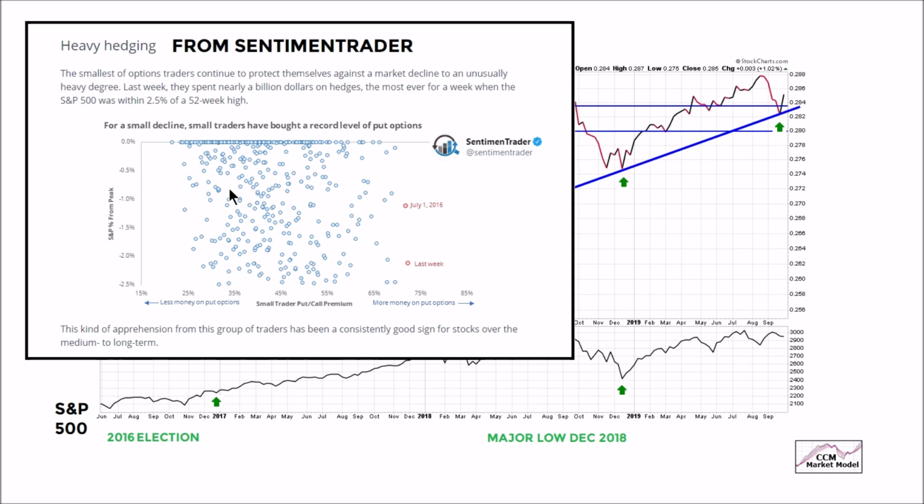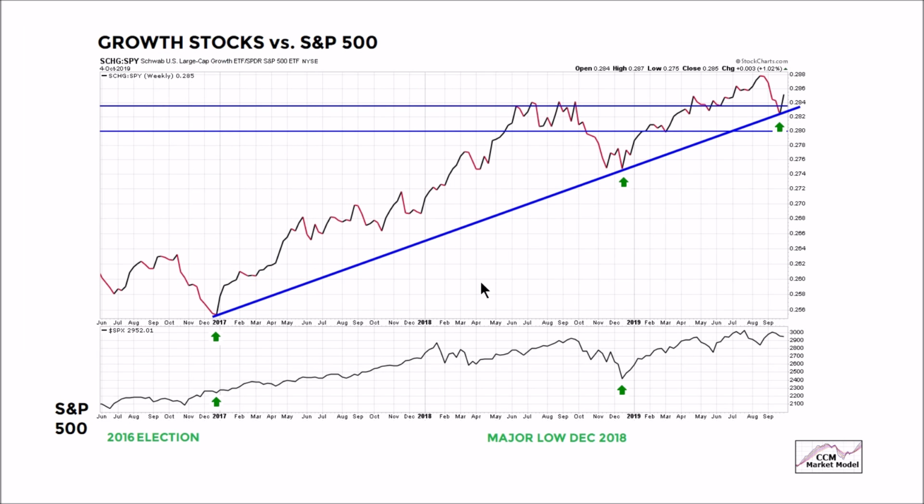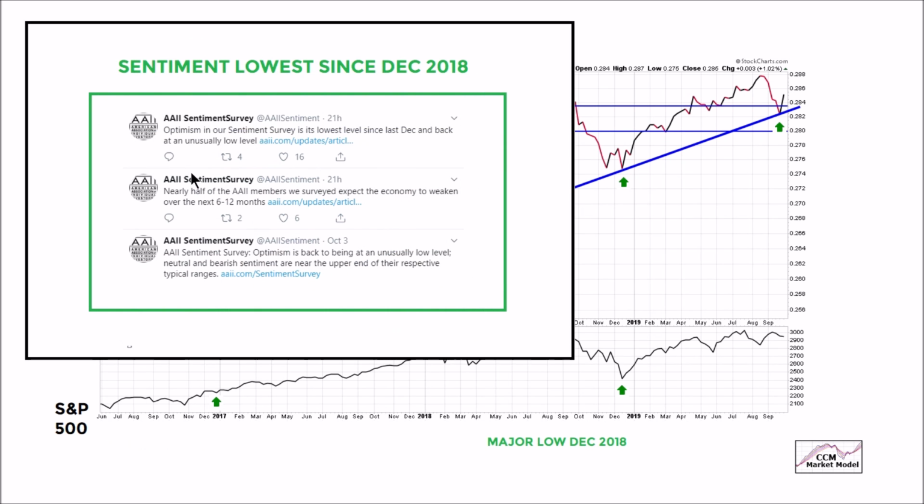This is a form of sentiment. This is extreme bearish sentiment, which aligns with this bearish sentiment. Does it make any sense at all to believe that the present day might be similar to this major low in December of 2018? Yes, optimism in the AAII survey is at its lowest level since December of last year.